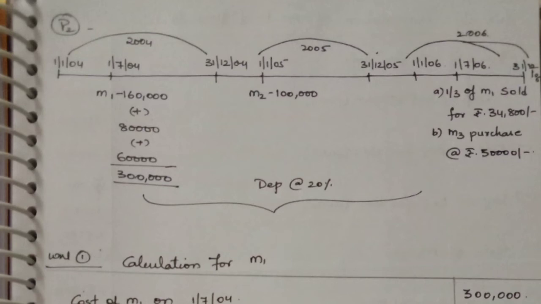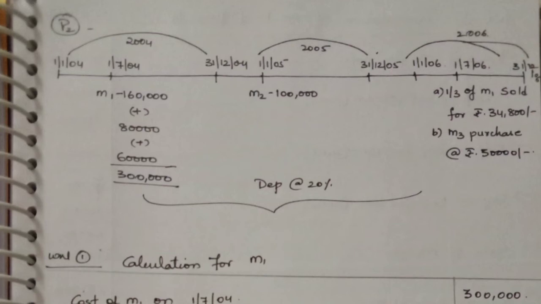So what I told you as a part of the solution: first, you need to prepare step 1, that is a line diagram. Here, what they are asking is for the calendar year, so we need to prepare the line diagram taking 1st January to 31st December.